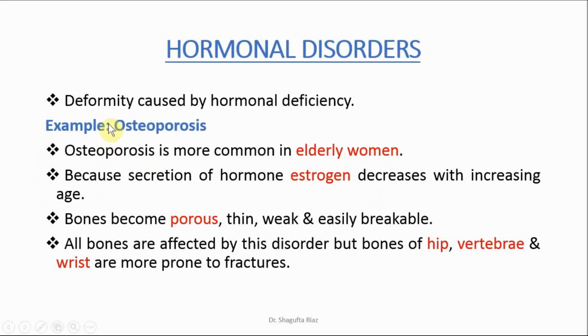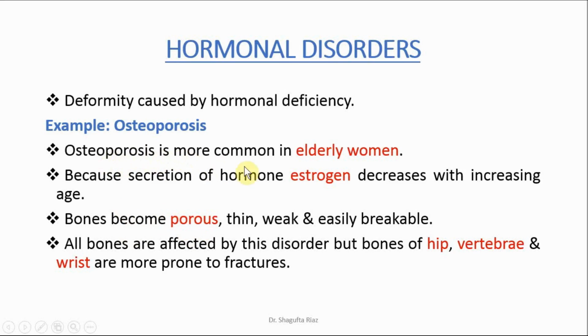Hormonal disorders. This deformity is caused by the hormonal deficiency. Example is osteoporosis. Remember, osteoarthritis is the example of genetic disorder, while osteoporosis is the example of hormonal disorder. Osteoporosis, osteo means bones, porosis came from the word porous. Porous means holes. So the bones become porous, or holes are present in the bones.